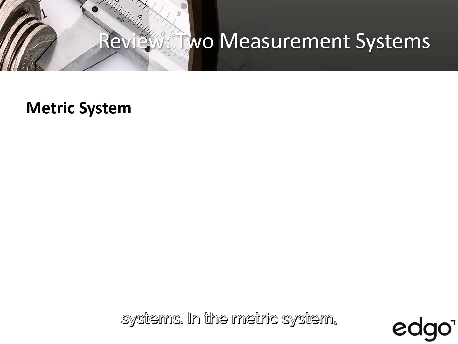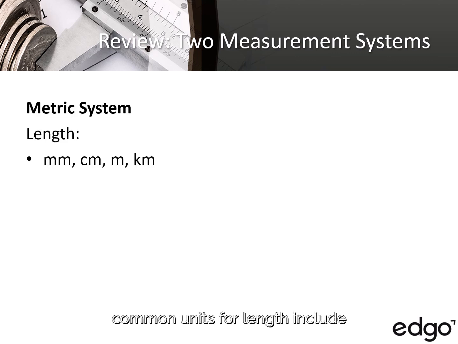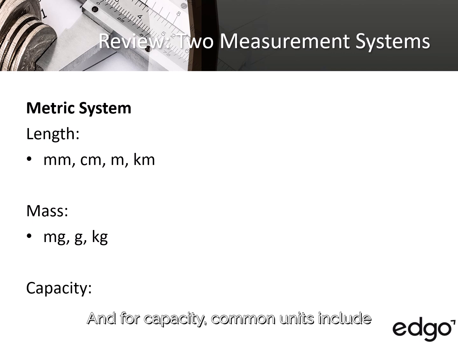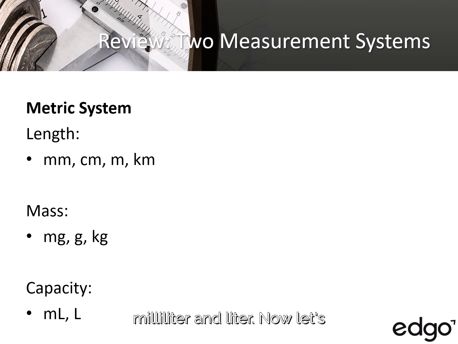In the metric system, common units for length include millimeter, centimeter, meter, and kilometer. For mass, we use units such as milligram, gram, and kilogram. And for capacity, common units include milliliter and liter.